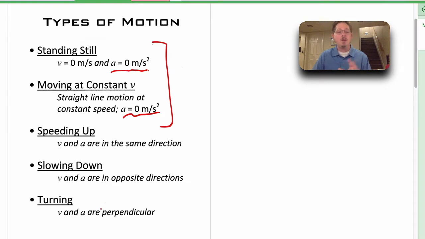Though today we're not going to worry about turning, because all of our motion on our motion graphs really needs to be in a straight line, like forward and backward, right and left, or up and down. But it can only be along one of those lines at one time.